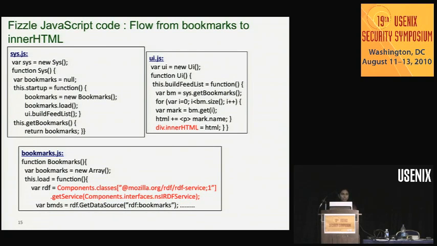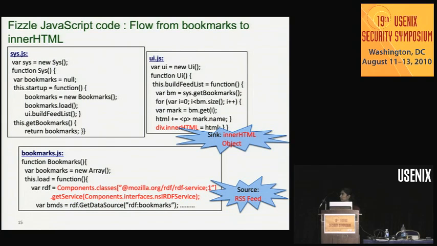So to understand some motivation for why we have these design choices, I'm showing you an example code. This is a simplified version of the Fizzle extension. You don't have to understand any of this code. Just notice that the code uses a lot of objects and a lot of methods, and it is spread across different JavaScript files. The source of the RSS feed is here, where the components API is accessed and the RSS feed service is accessed. The sink is where the content is attached to the inner HTML of a page element.